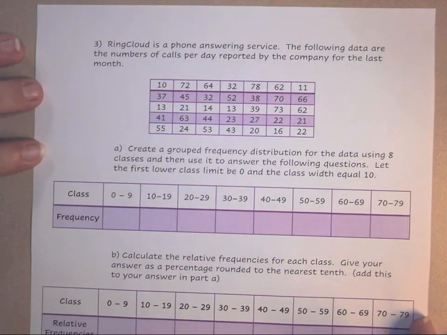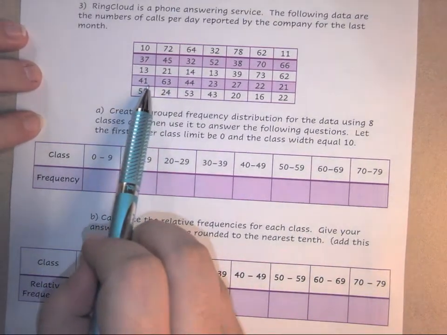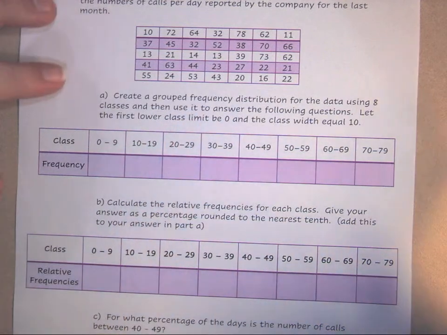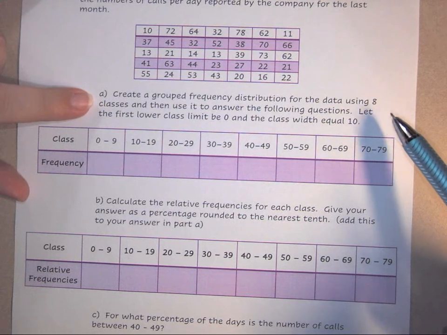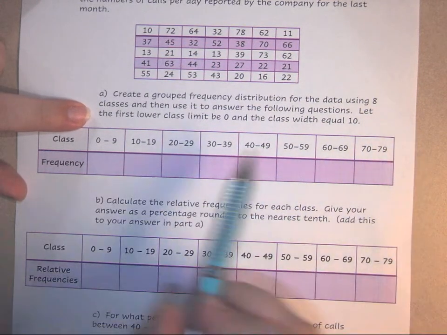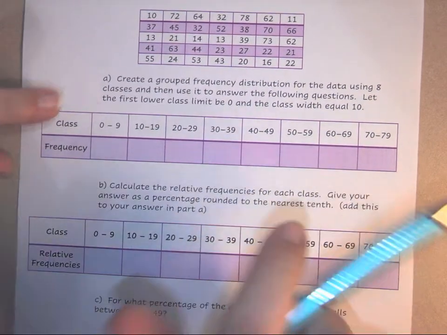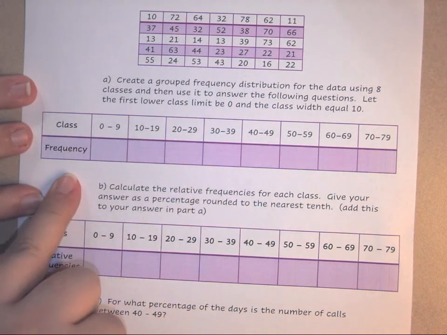Alright, let's look at one last one. So here we have that Ring Cloud is a phone answering service, and the following data is given as calls per day reported. So here I've got all of these values, and the first part says create a grouped frequency distribution for the data using 8 classes, and then use it to answer the following questions. Let the first lower class limit be 0 and the class width be 10. Okay, so first of all, I've already included this data table here to make life a little easier, but normally this might not be given.